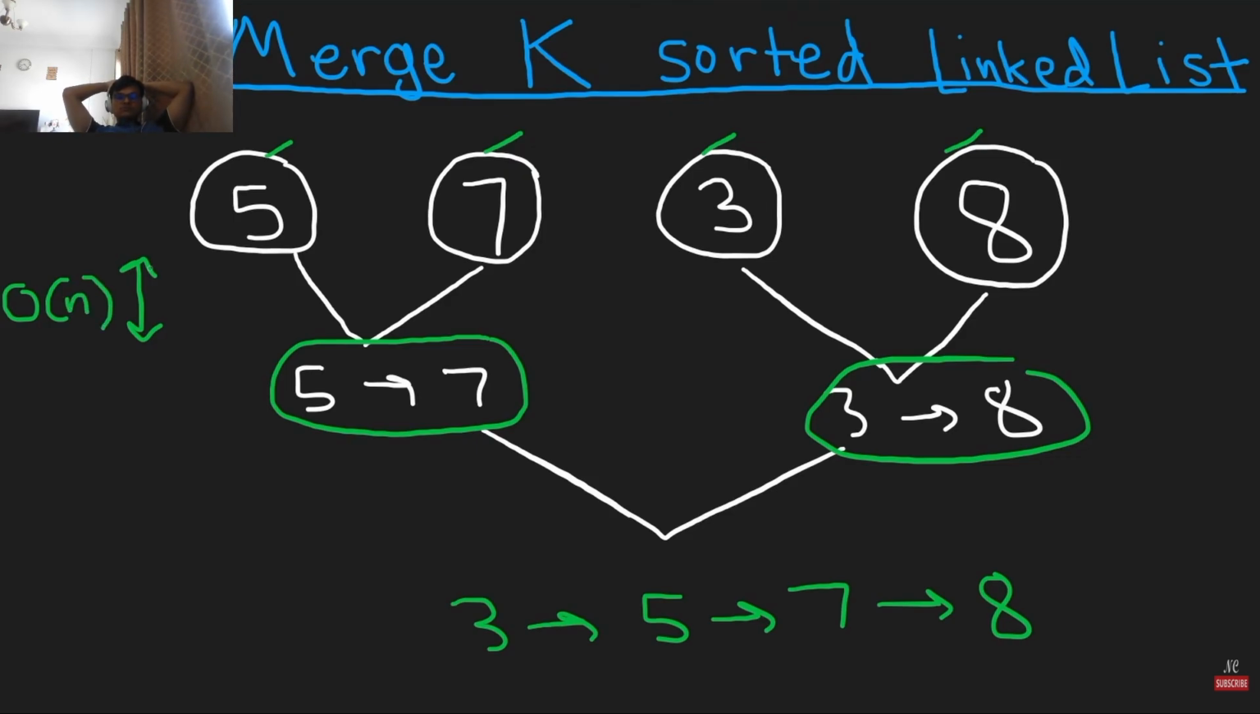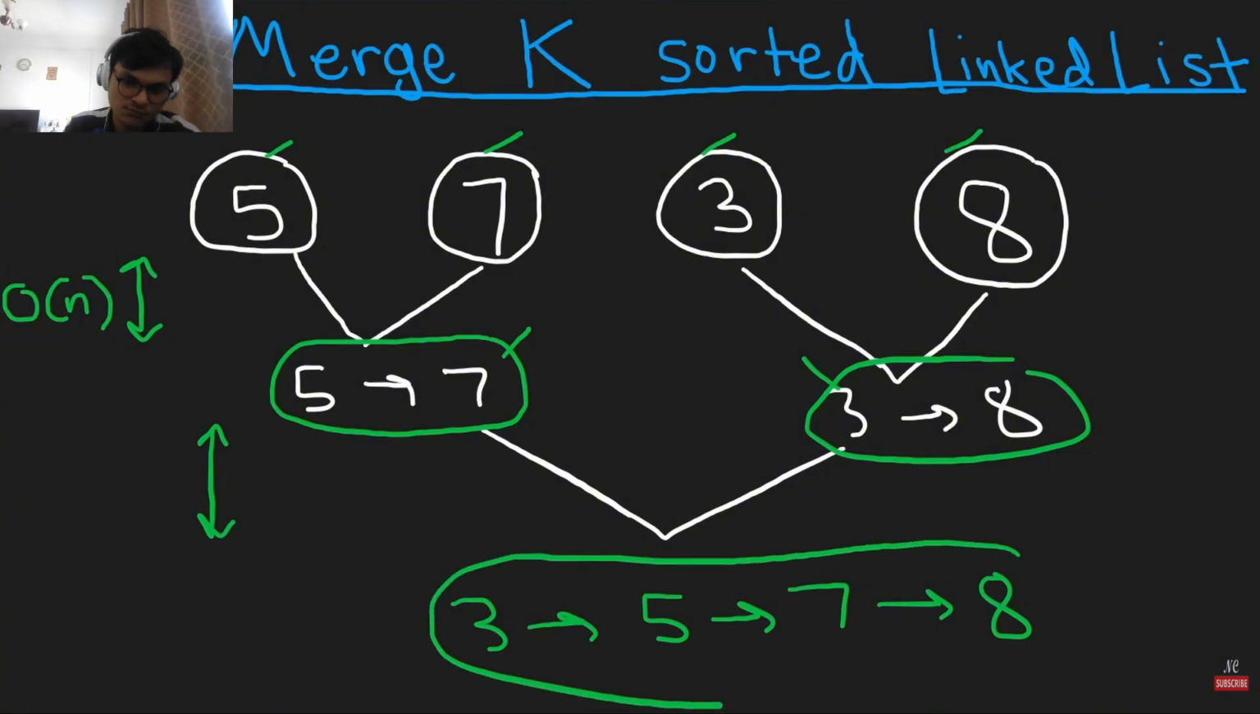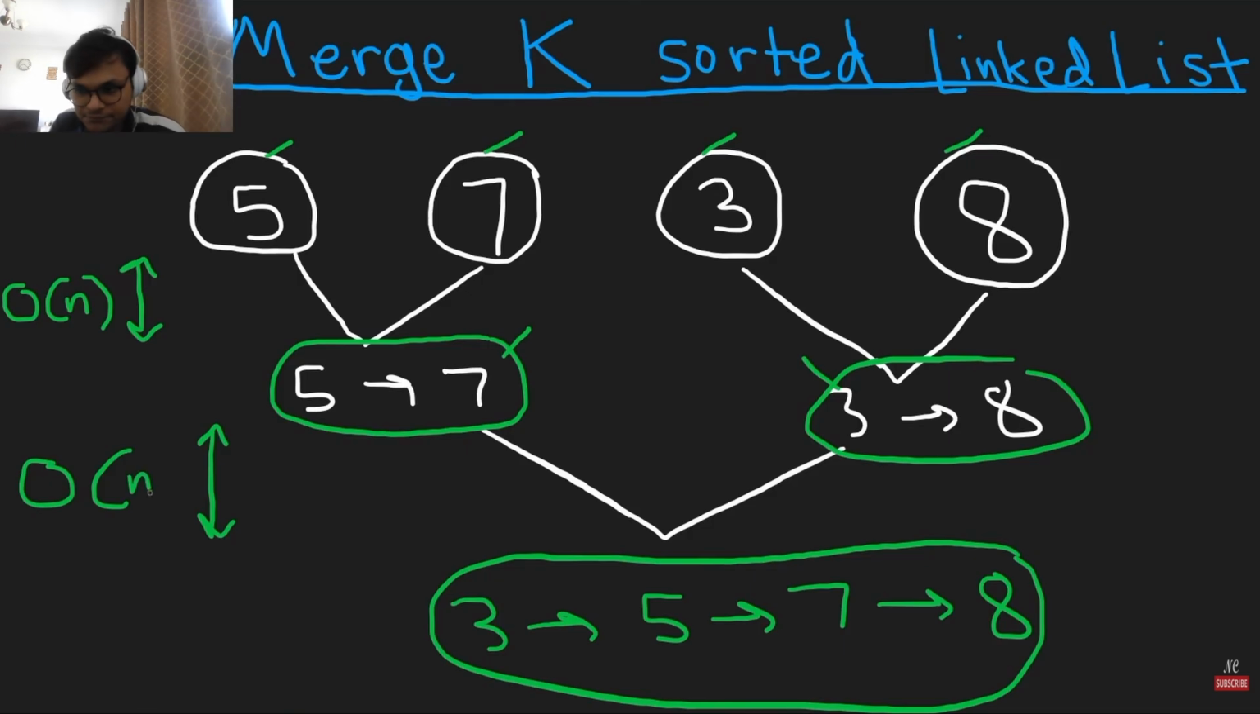But the question is, how many times do we have to do this? In this case, we only have to do it 2 times. So we did the same thing. We took our 2 linked lists down here and merged them into our result. And again, we had to potentially iterate through every single one of our 4 nodes, so it was an O of n operation. But basically what we're doing is we're taking our lists and dividing them by 2 every time.